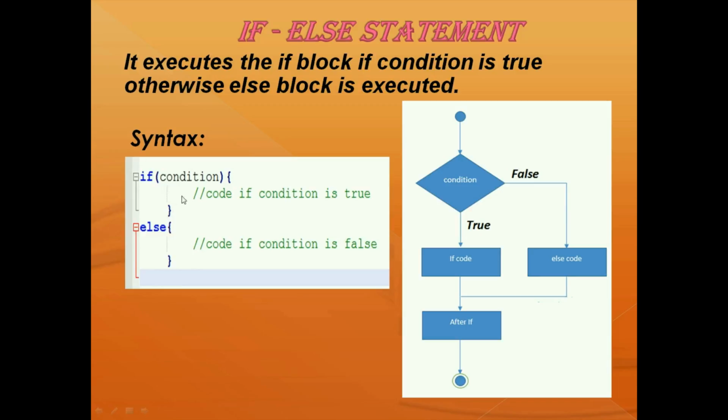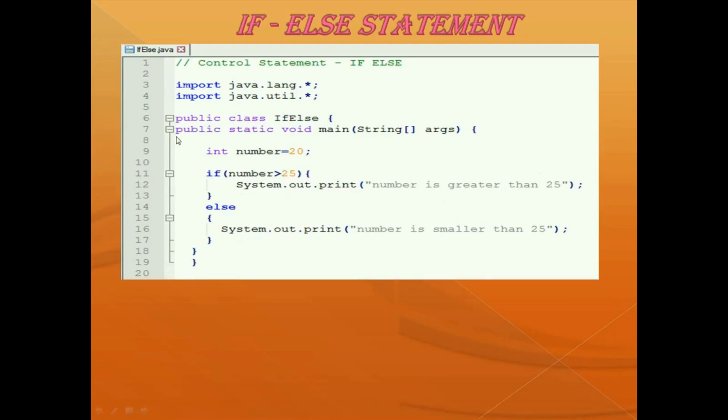In this syntax, after the if statement, there is a statement called else statement, which executes when the if condition is not true. Here, the if-else statement is used to execute either of two blocks based upon certain conditions. So this is an example which shows how to use the if-else statement in a Java program.